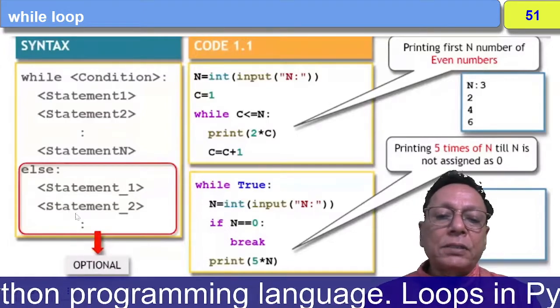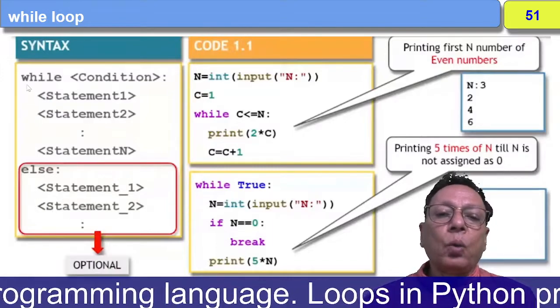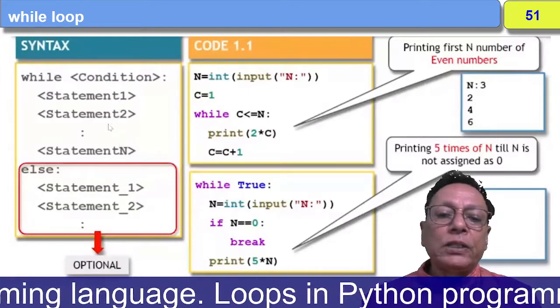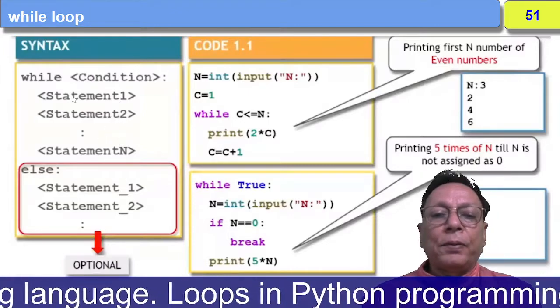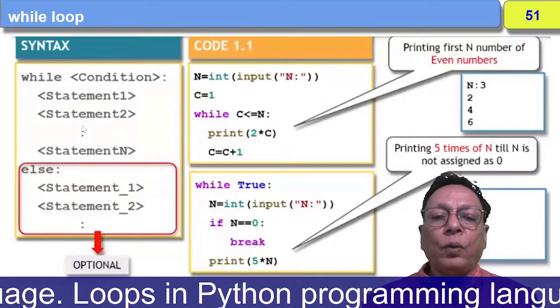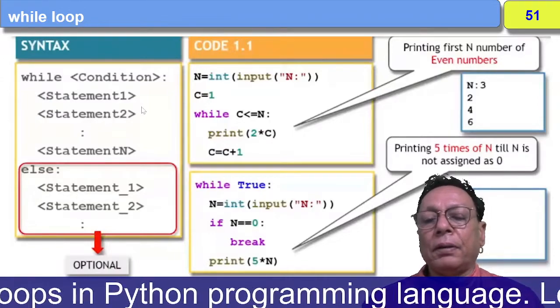Okay, but this part is optional. The else part is optional. You can use while, condition, and the statements. In that case, when you omit else, when the condition becomes false, the control comes out of the while loop scope.